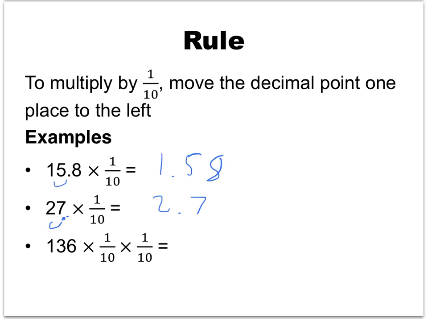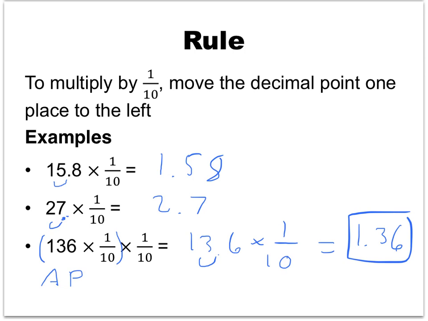Now in this last example, we're going to multiply by 1/10 twice. And so to do this, let's group the first two numbers together. Now we can do that by the associative property of multiplication. Remember, the associative property says that when we multiply more than 2 numbers together, we can group them however we want, and we're going to get the same answer. And so now we have 136 times 1/10. Well, that's going to be 13.6. And now we'll multiply that by 1/10. And now we can do this arithmetic, move this decimal point over one place to get 1.36. So there's the answer.